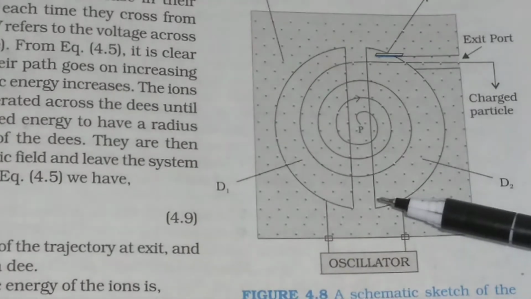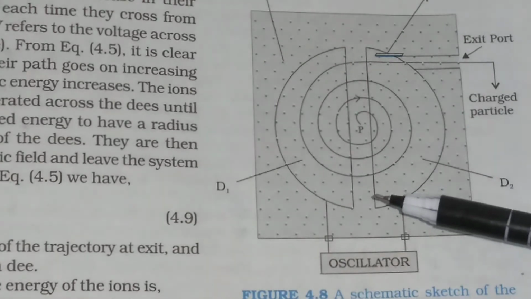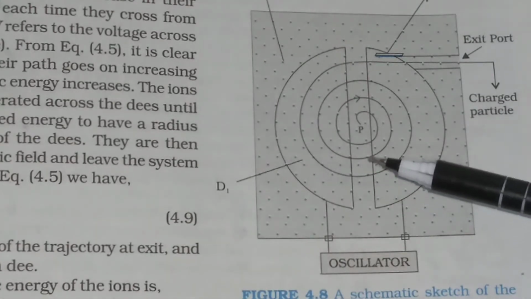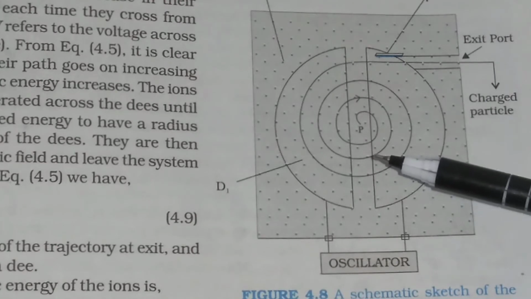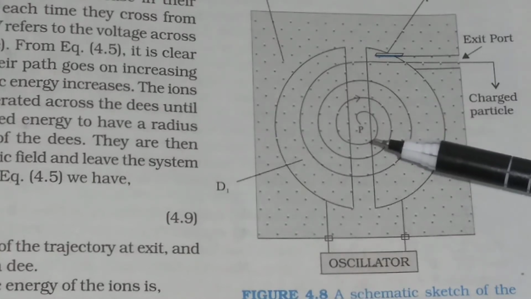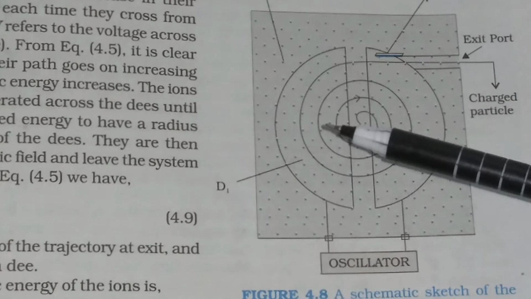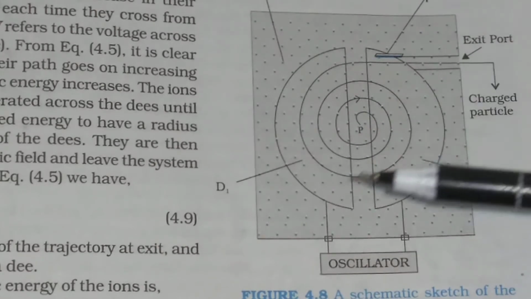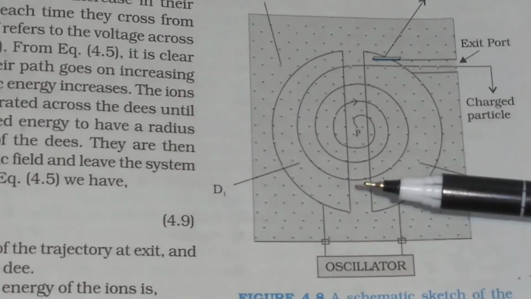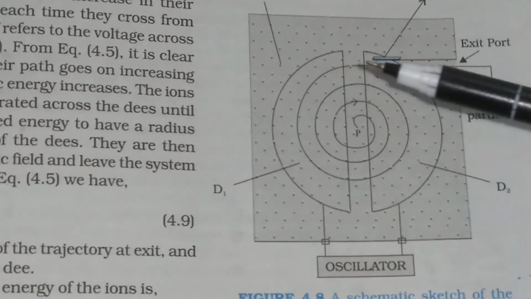So when the electric field is applied, the particle gets accelerated. That is why the path of the beam becomes a spiral: the radius of the particle's orbit increases, because the particle gains more energy from the electric field.